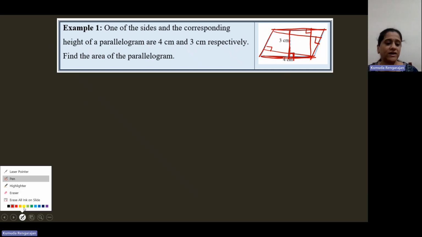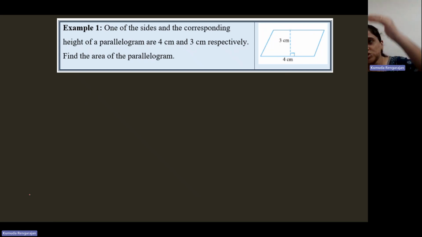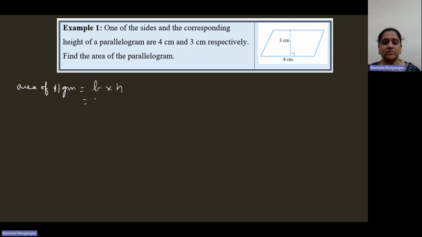So when we say corresponding altitude or corresponding height, the altitude should land on that base. Whichever side you're taking as the base, the altitude should land on that base. So here, if you take this side 4 centimeters as the base, then you can see the altitude is landing on the 4 centimeters. So that's the corresponding altitude. So area of parallelogram is equal to base into height. So base is 4 into height 3, 12 centimeters square.